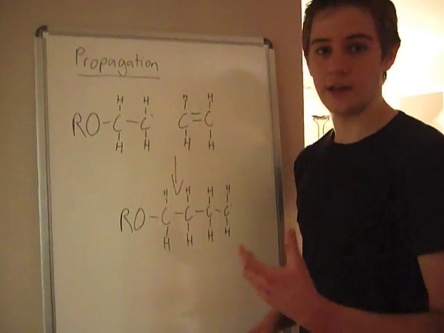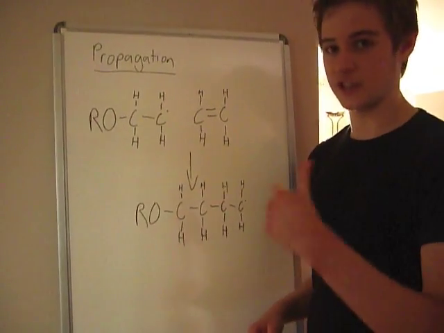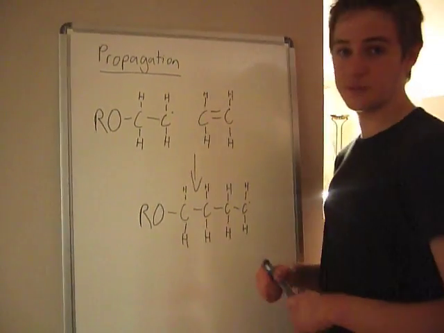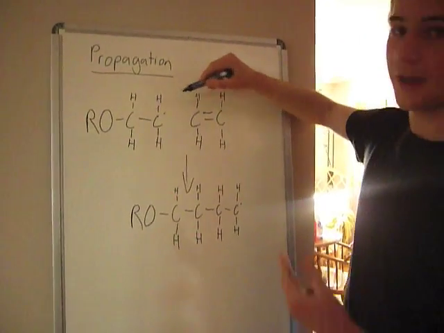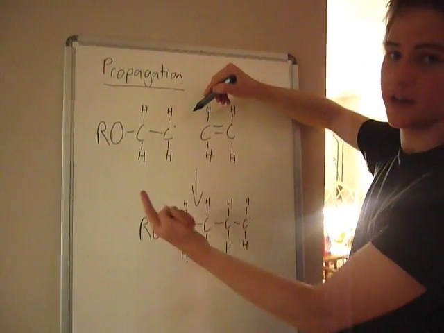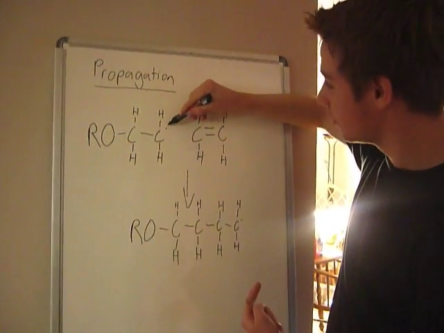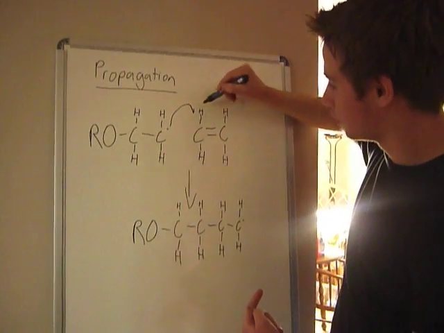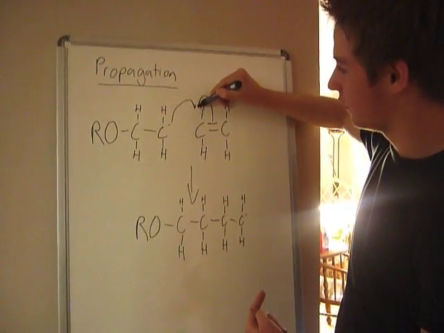This is basically a continuation of the first initial step. So in as much as in the first step you had the radical which attacked the double bond, in the same way the carbon radical, which was made in the initiation, will attack the double bond in exactly the same way.